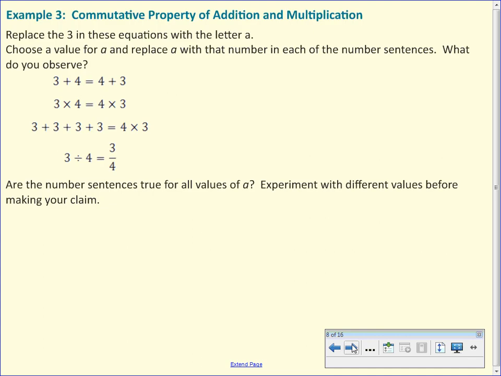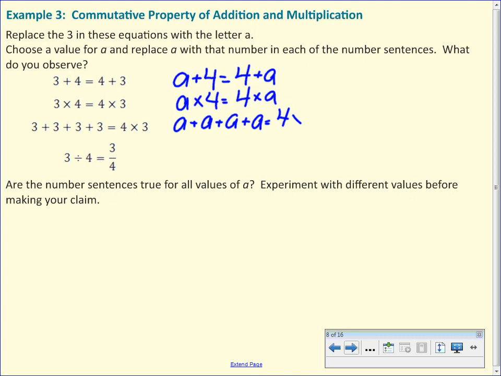All right, let's look at example 3. Now, replace the 3 in these equations with the letter A. Let's rewrite these with the letter A. Pick up your pencils and let's rewrite them. A plus 4 equals 4 plus A. A times 4 equals 4 times A. A plus A plus A plus A equals 4 times A.